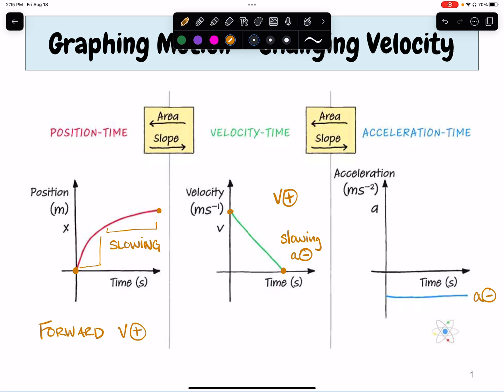All right, now what other information can we get? Well, the position versus time graph is curved. So we're not going to talk about area or slope with this curve. Now we could find the area under the curve, but we're not going to be doing integrals or derivatives, okay? Instead, we're going to move to our plots that have straight lines.